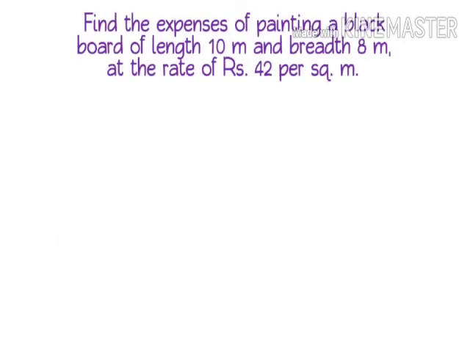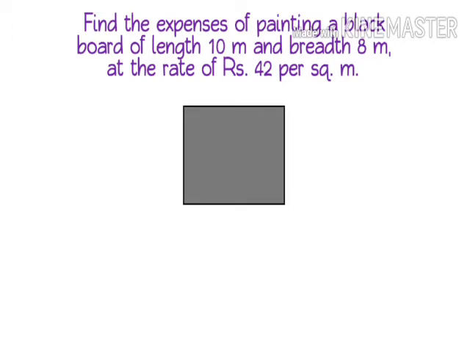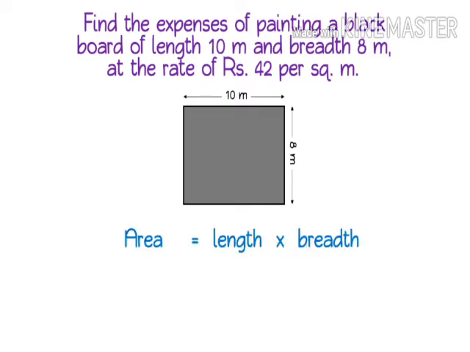Find the expenses of painting a blackboard of length 10 meters and breadth 8 meters at the rate of rupees 42 per square meter. The blackboard is a rectangle. It is 10 meters long and 8 meters wide. We have to find the area of this rectangle. Let us use the formula. The area of a rectangle is length into breadth. Then we multiply them, that is 10 meters into 8 meters, and get the area. The area of the blackboard is 80 square meters.